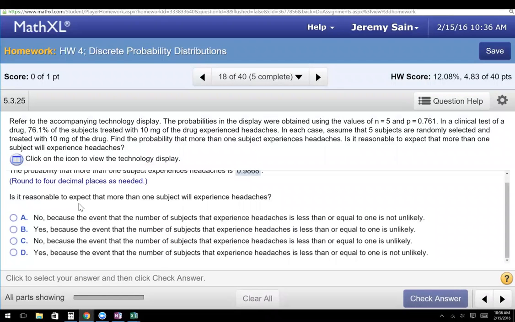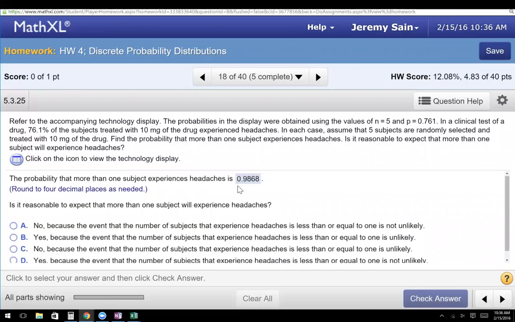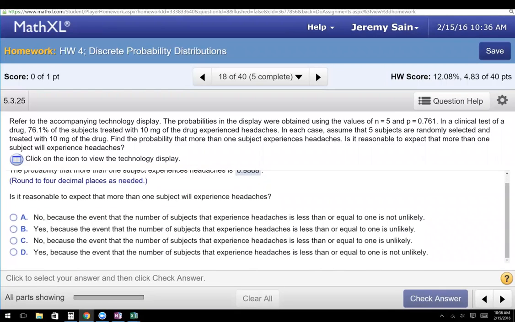Is it reasonable to expect that more than one subject will experience headaches? Well, the probability that one or more is 98%, so yes, it is. The event that the number of subjects that experience headaches is less is unlikely. Yeah, there we go.